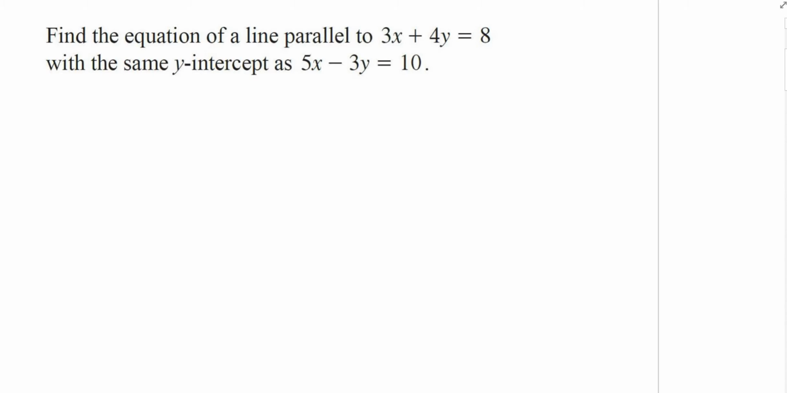This is question number 6 from section 5.3, and for this problem I need to find the equation of a line which is parallel to this line, and it also has the same intercept as 5x minus 3y equals 10. Great. Okay, so a lot of information going on in this particular problem. So if I want to find the equation of a line that's parallel to this line, then those two lines must have the same slope.